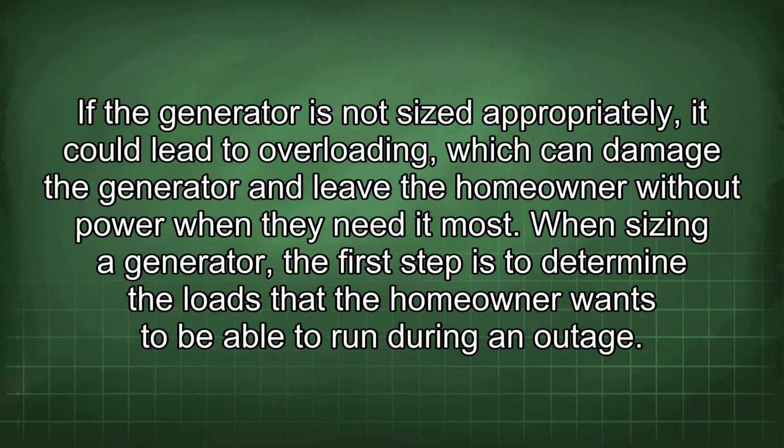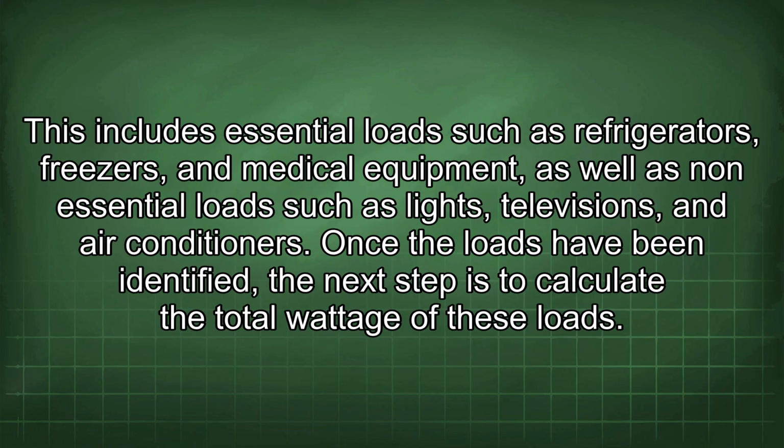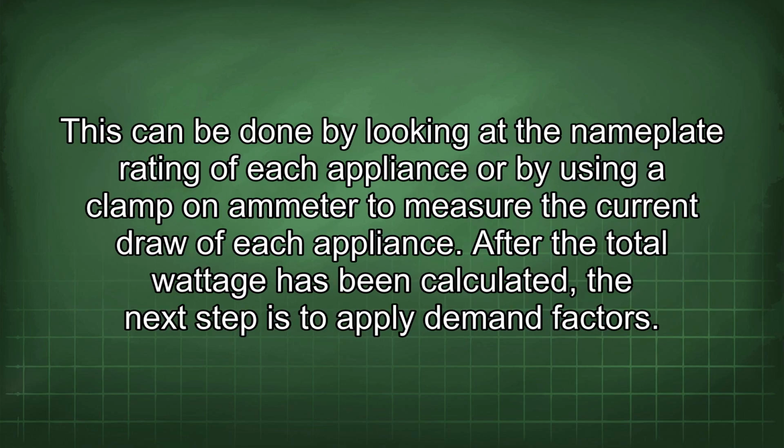When sizing a generator, the first step is to determine the loads that the homeowner wants to be able to run during an outage. This includes essential loads such as refrigerators, freezers, and medical equipment, as well as non-essential loads such as lights, televisions, and air conditioners. Once the loads have been identified, the next step is to calculate the total wattage of these loads. This can be done by looking at the nameplate rating of each appliance or by using a clamp ammeter to measure the current draw of each appliance.